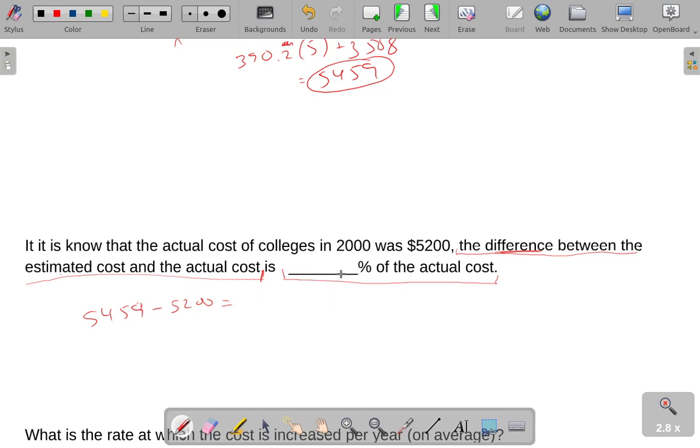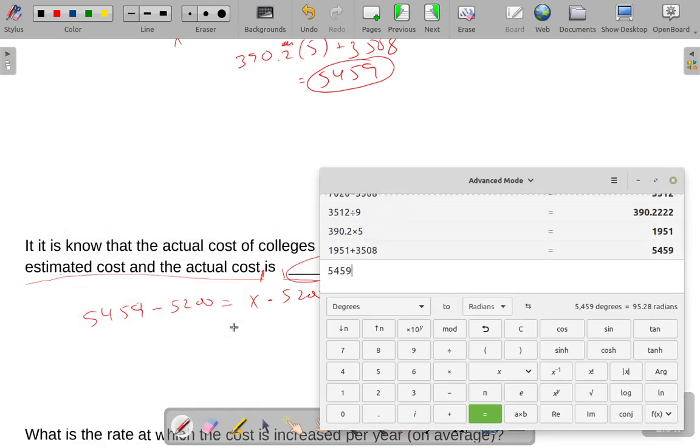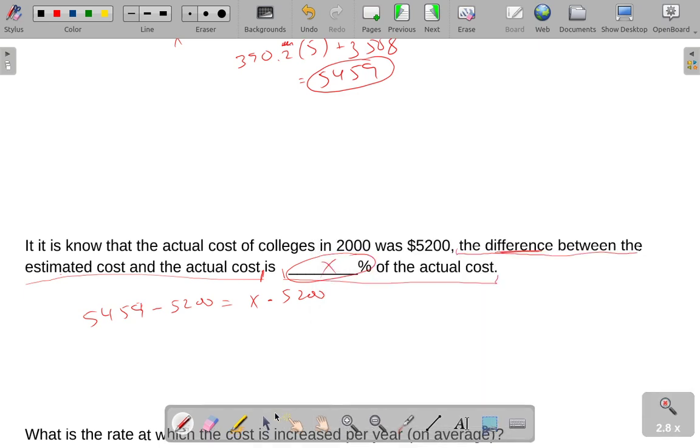So how I like to do this is I like to just call this big thing x. X times the actual cost. And when I finish this problem, I'm just going to convert that to a percent. I don't like dealing with percent signs in the middle of an equation or anything like that. So let's solve for x. We have 5,459 minus 5,200, which is 259.